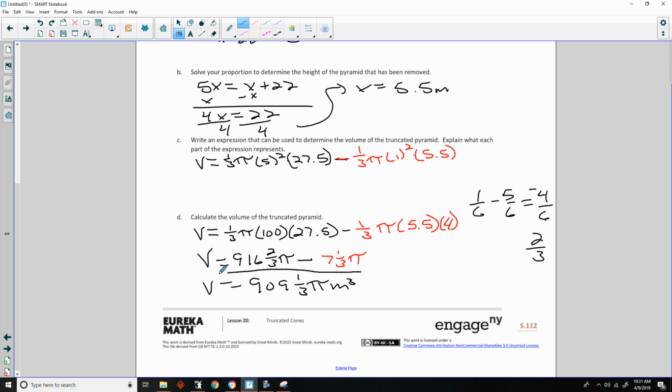Okay, I apologize for that. This is my base area, which equals side squared. I did radius like it was a cone. 909 and 1/3 pi meters cubed.